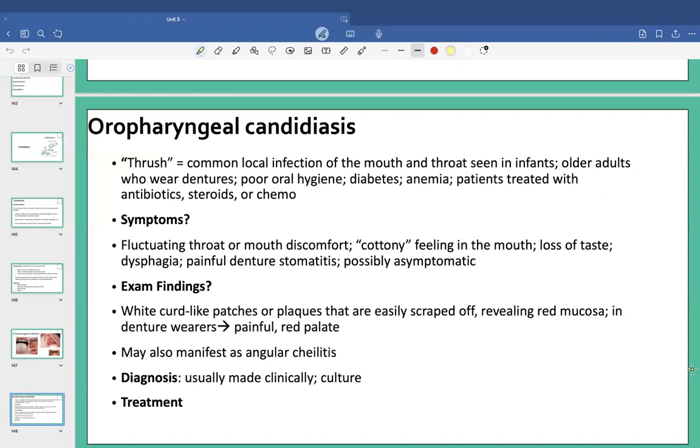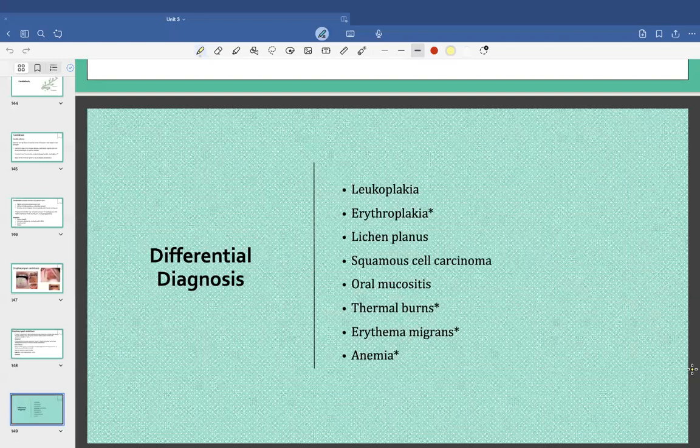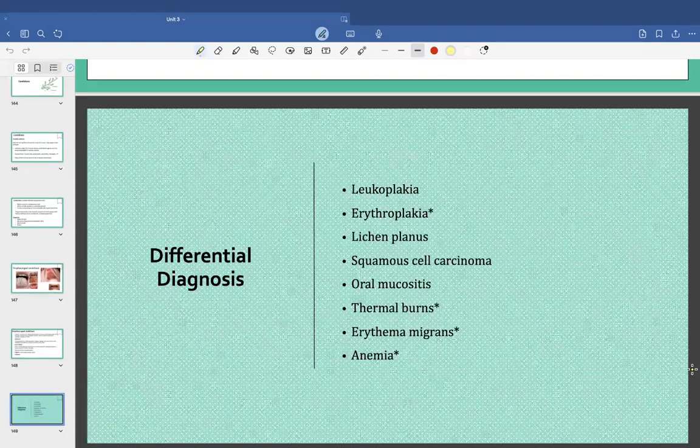All right, differential diagnosis. You do not have to memorize these. This is to help you think clinically. Some of the things we talked about with leukoplakia, like I said, if it does not scrape off, you need to be thinking of other things. Lichen planus will not scrape off. Cancer, more than likely, will not scrape off.